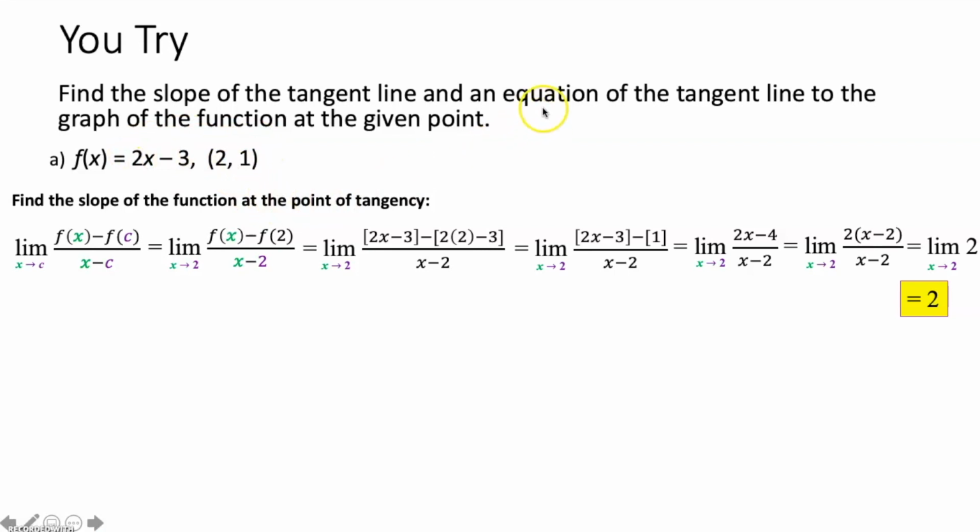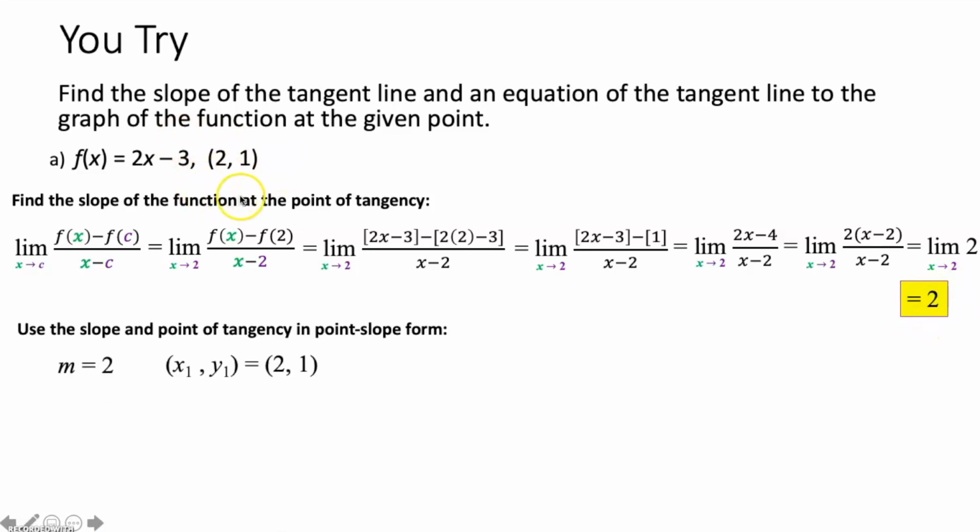So next, we need to find the equation of the tangent line to the graph of this function at this point. Well, in order to find the equation of a line, you need a slope and you need a point. And we now have both of those things. Our slope is 2, our point is 2, 1. So we plug those into point slope form. Y minus y sub 1 is equal to m times x minus x sub 1. And I would be okay if you left your answer like this. This is technically the equation of the tangent line.